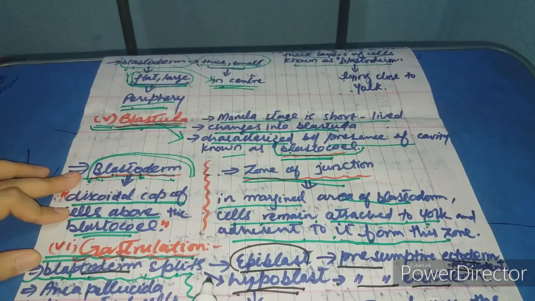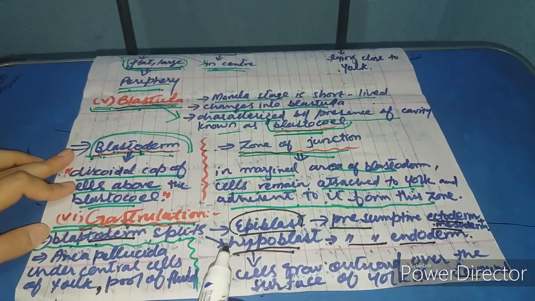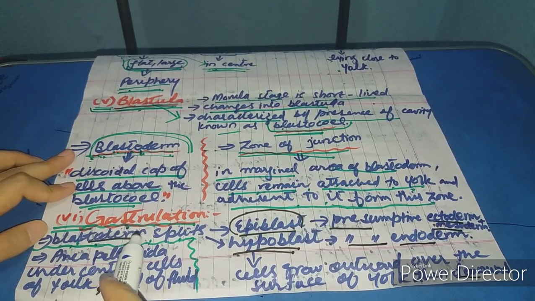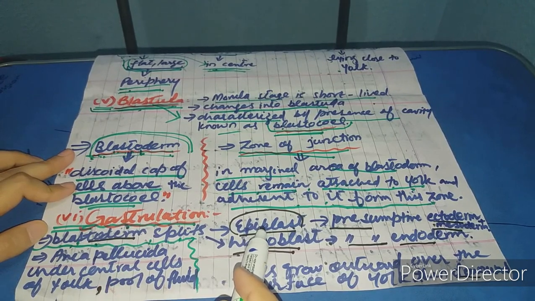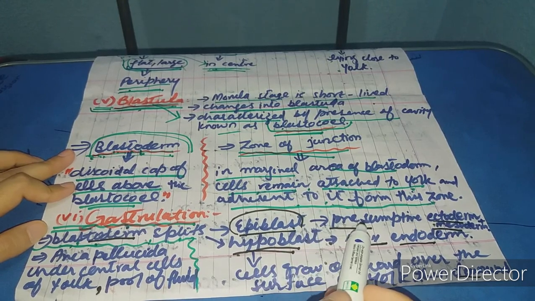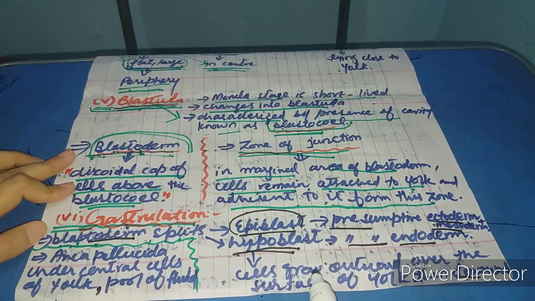Now we will talk about gastrulation. Gastrulation is the event in which the formation of layers occurs, so that our blastoderm separates into two layers. The first layer is epiblast and the second layer is hypoblast. The epiblast is the presumptive ectoderm and endoderm, while hypoblast is the presumptive endoderm. The hypoblast cells grow outward over the surface of the yolk and then also show downward movement.